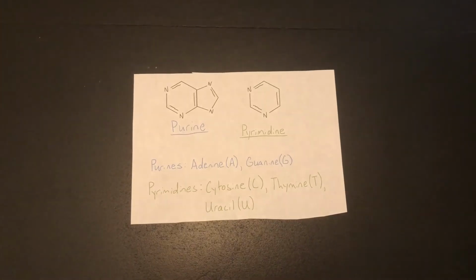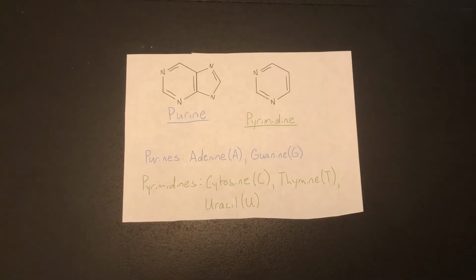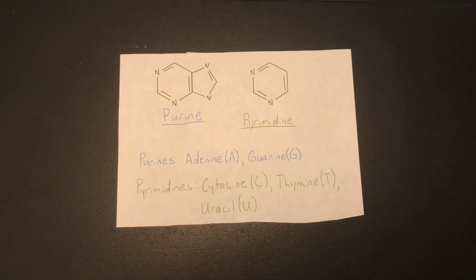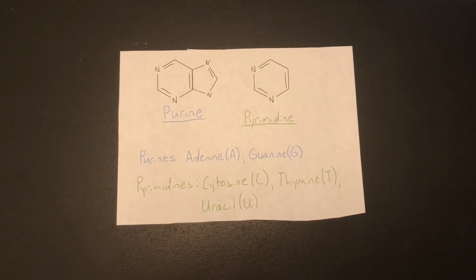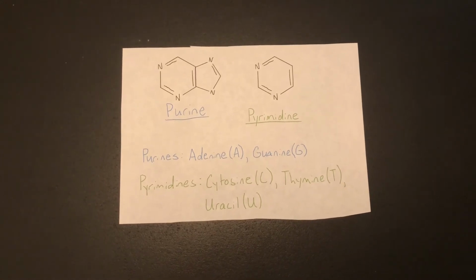There are two different types of the nitrogenous base of a nucleotide, a purine and a pyrimidine. A purine has two rings in its structure, whereas the pyrimidine has one ring. There are two purines, adenine and guanine, and three pyrimidines, cytosine, thymine, and uracil. Thymine is found only in DNA and uracil is found only in RNA.